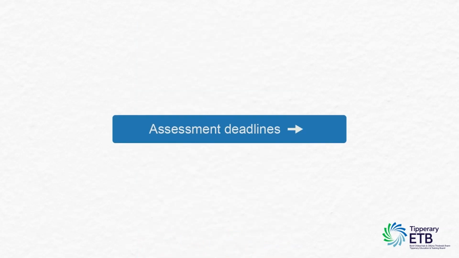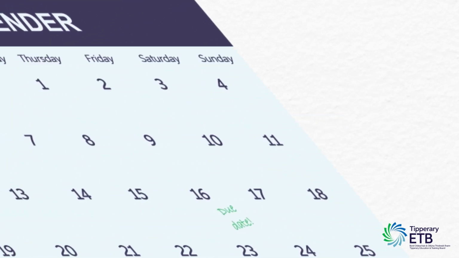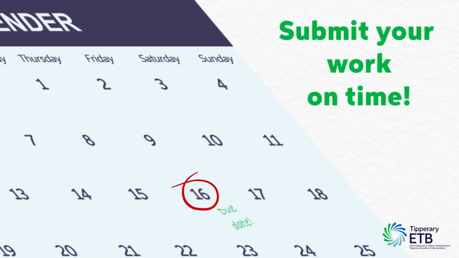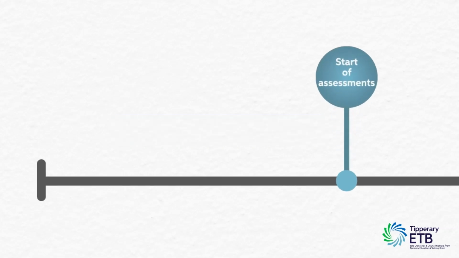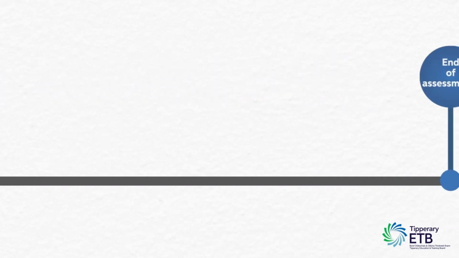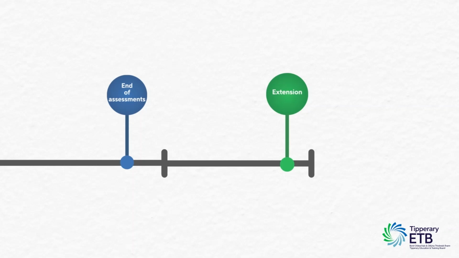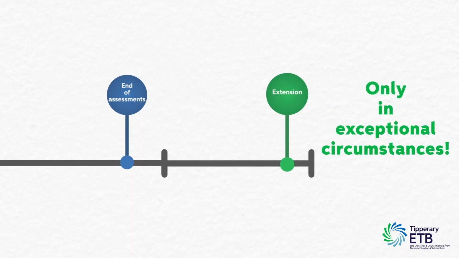Assessment deadlines. As you go through your course, your teacher will give you an assessment plan, which shows your assessment deadline dates. You are expected to submit your work on time. Exceptional circumstances. If something unexpected happens and you can't attend an exam or finish your project on time, you may be able to get more time to complete it. This is called an extension, but extensions are only granted in exceptional circumstances.